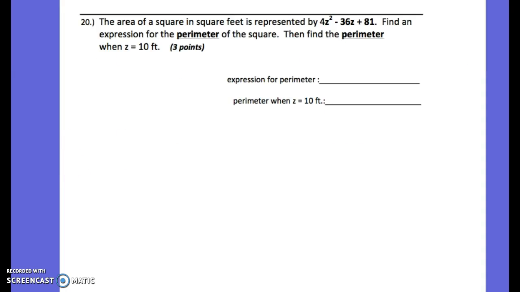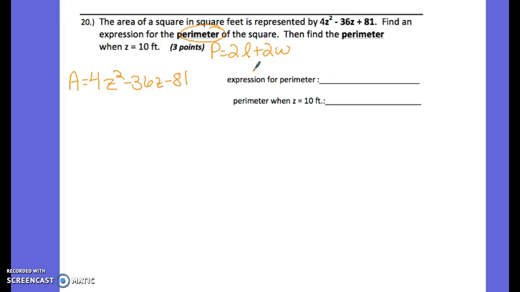If we know that the area of a square in square feet is represented by 4z squared minus 36z minus 81, we need to find an expression for the perimeter. Perimeter is 2L plus 2W. Then find it when z is 10.